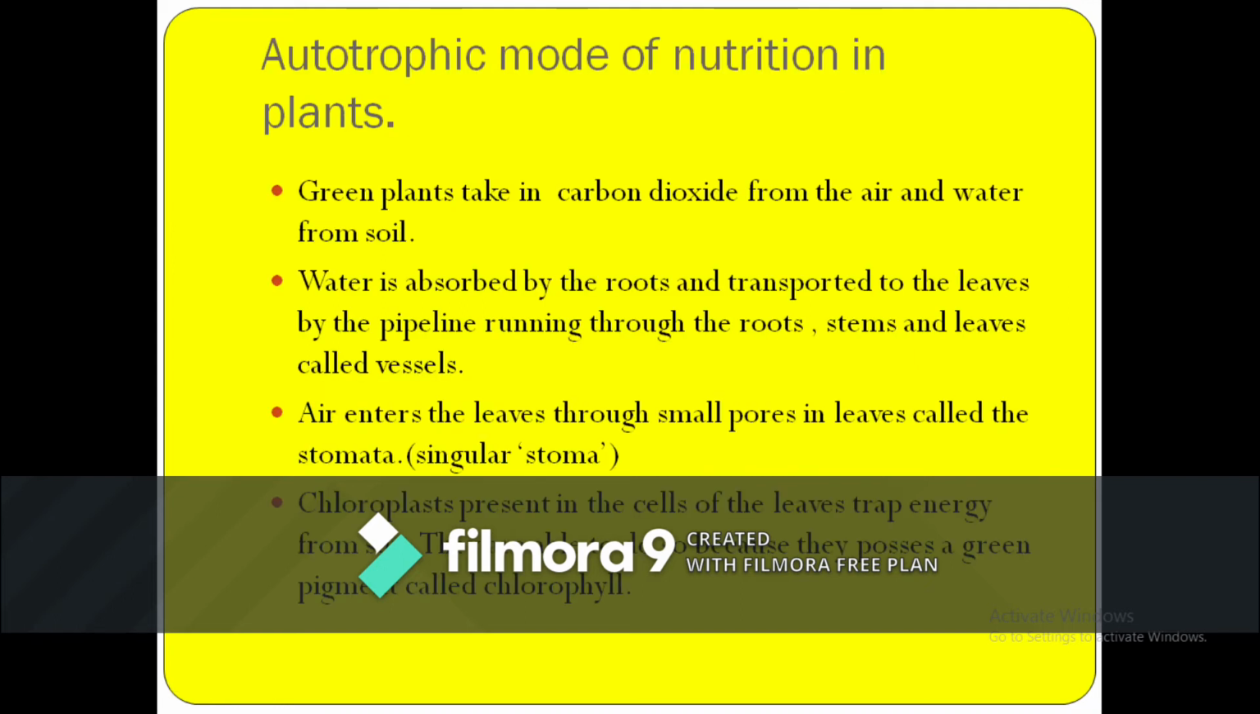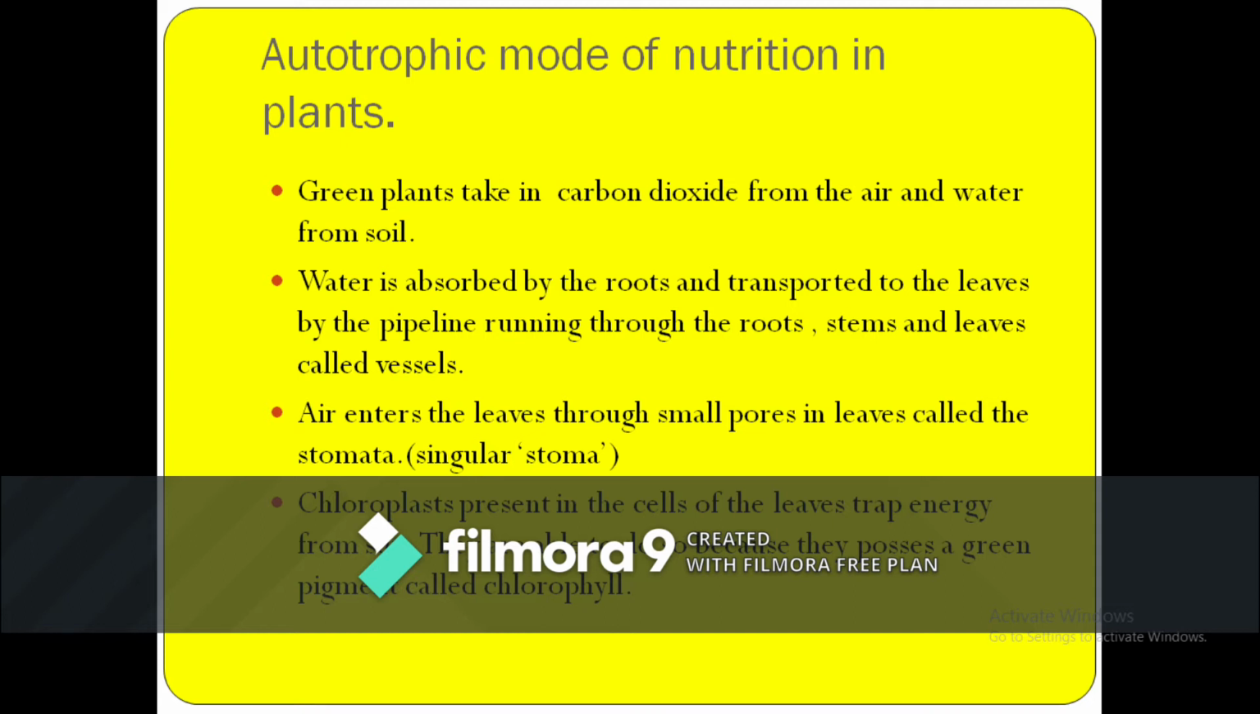We all know that we take food from plants. But from where do the plants make their food? This is a process in which the green plants take in carbon dioxide from the air and water from the soil. But from where is this water absorbed? Water is absorbed by the roots and is transported to the leaves by the pipeline running through the roots, stems and leaves called vessels.